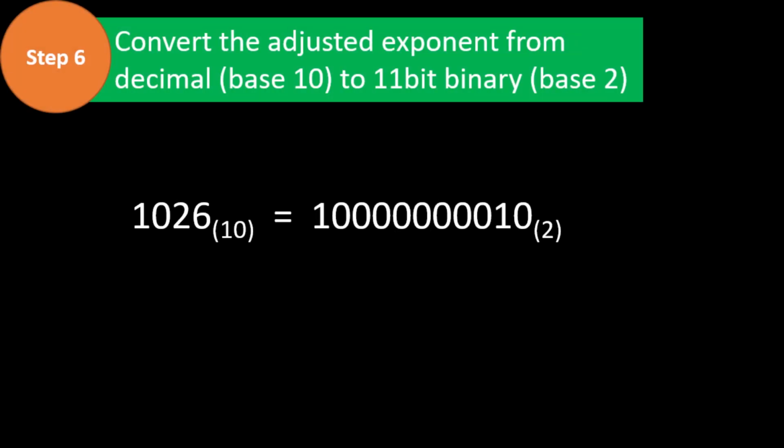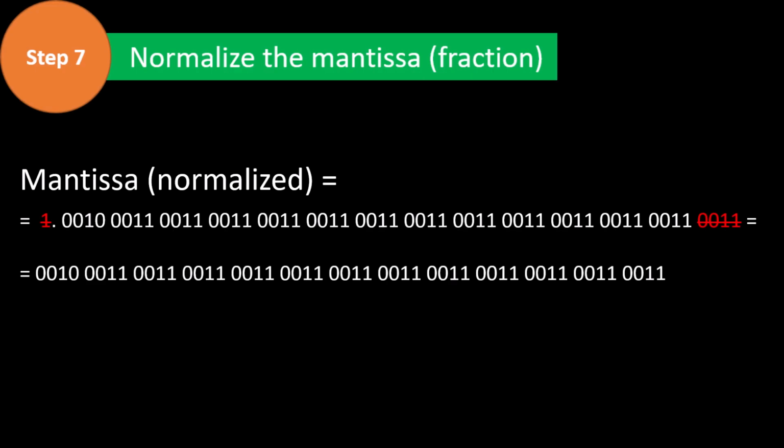Step 6, convert the adjusted exponent from decimal to binary. Use the same technique of repeatedly dividing by 2. This is what you get in binary. Step 7, normalize the mantissa or fraction. So remove the leading leftmost bit, since it is always 1, and adjust its length to 52 bits by removing the excess bits from the right. If any of the excess bits is set to 1, we are losing precision.